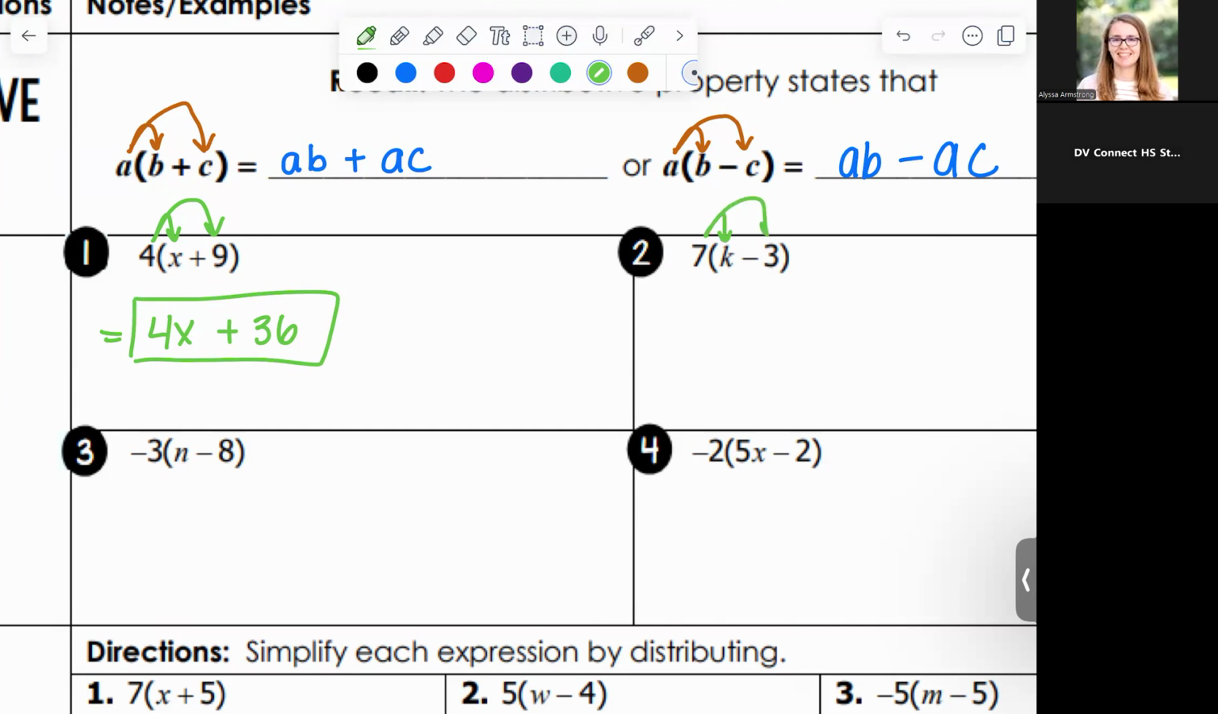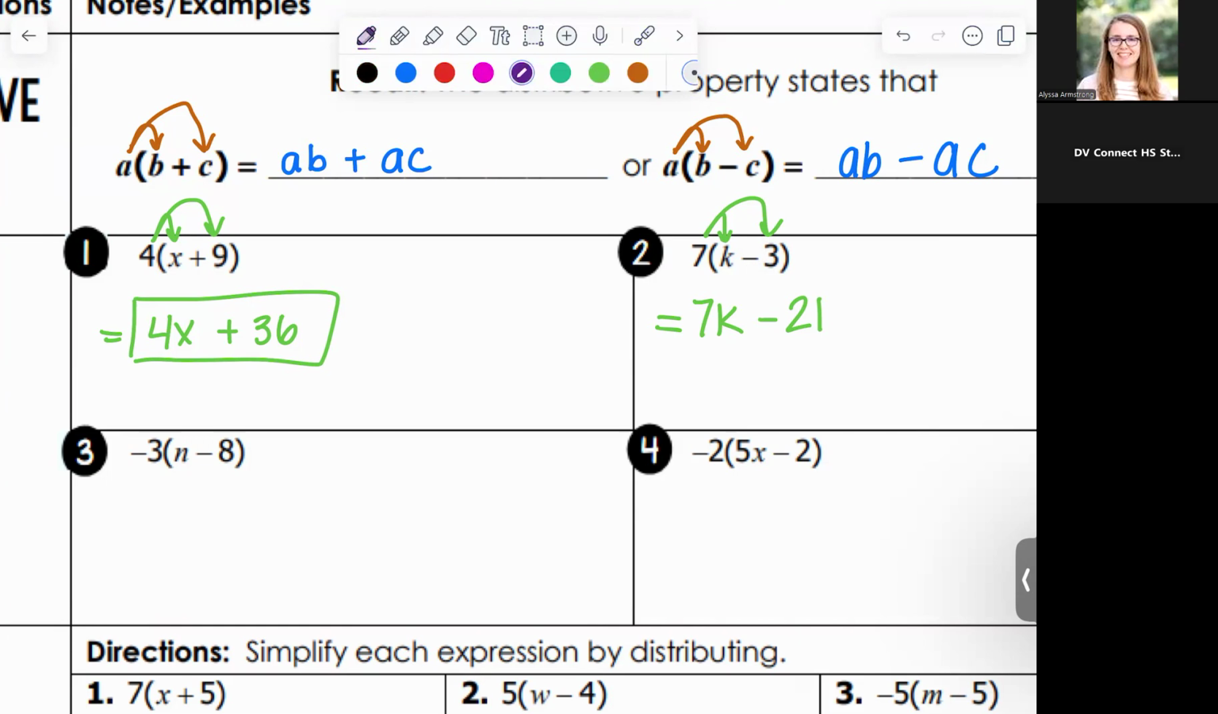Problem 2, same thing. 7 times k is 7k. 7 times 3 is 21. Make sure you pay attention to your negatives, especially in the next two problems. It's where it gets a little trickier.